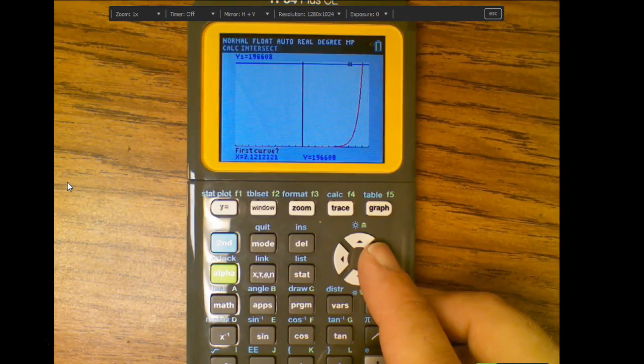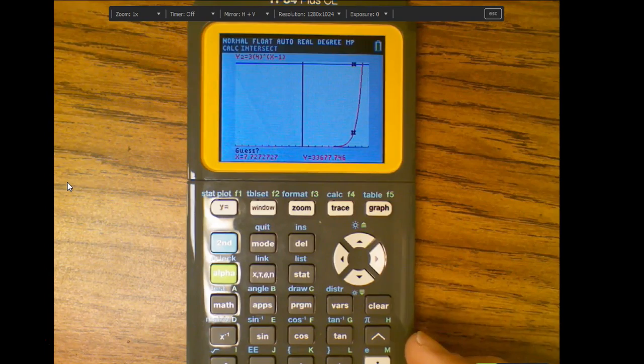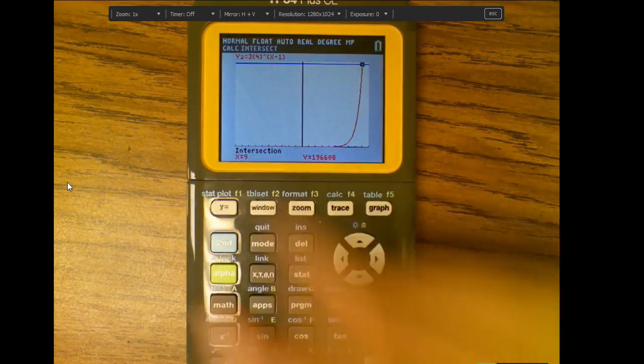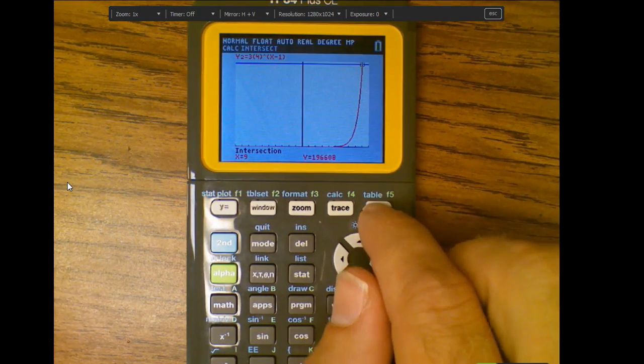And then as far as those questions go that they're going to ask me, first curve, hit enter, second curve, hit enter, guess, hit enter, and there you go. We get our solution that way, which is 9. Your other option, here's the third option we haven't really talked about, and that's to check the table.